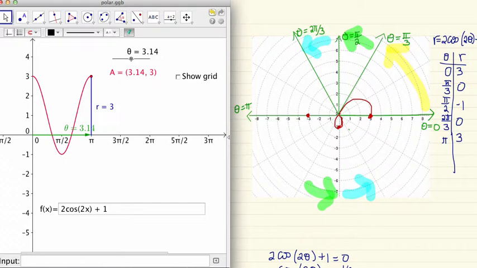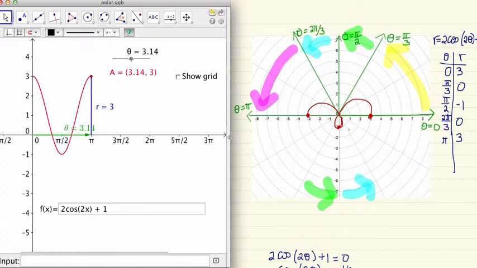And I'm looking now at the angles between 2 pi/3 and pi. So that's these angles, right? And r is positive, so my curve is right in that region, starting at r equals 0 and ending at r equals 3, so like that.